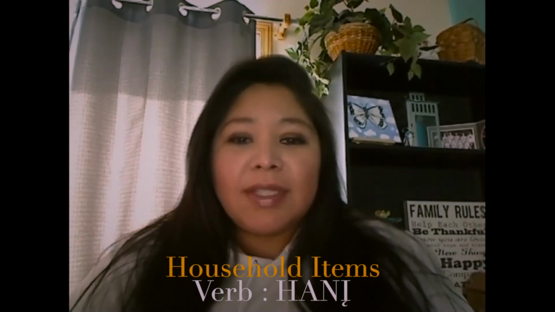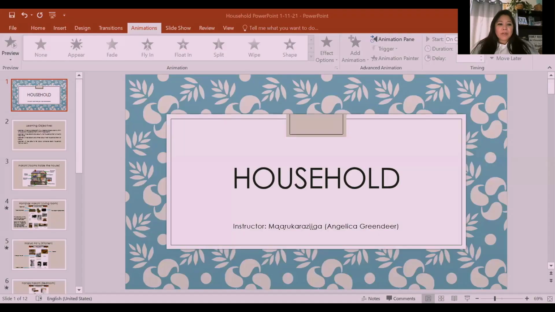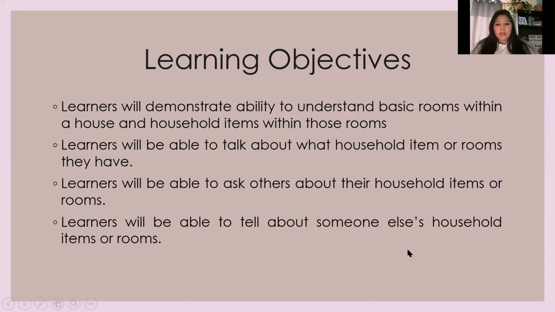This week we're going over household items, rooms, and we're going to go over the verb honey. So let's get started here. The learning objective for this is you'll be able to understand basic rooms within the house and then household items within those rooms. We'll also talk about what household items or rooms you have, what household items or rooms somebody else has, and if I'm asking you, you'll be able to ask them what household items or rooms they have.